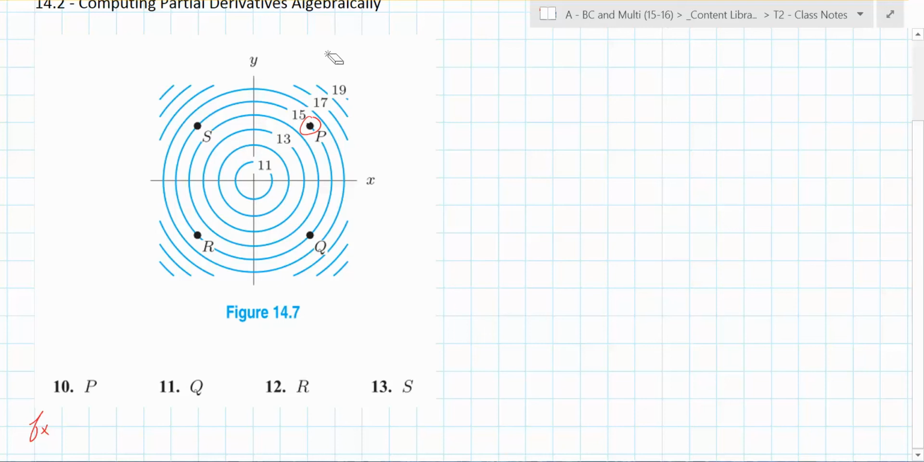Sorry, I drew it in the wrong way. Y is constant, I'm very sorry. It goes this way. So when x is increasing, are you walking uphill or downhill? Uphill, so this is going to be greater than zero.